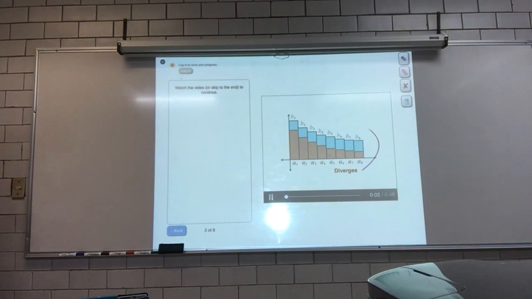Exactly. If the smaller series diverges, then the bigger series must diverge as well, since the area taken up by the b's is greater than the area taken up by the a's. If the sum of the a's goes to infinity, then the sum of the b's goes to infinity as well.